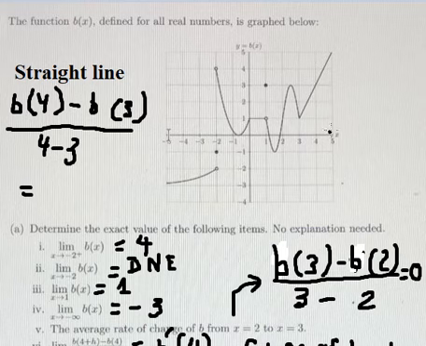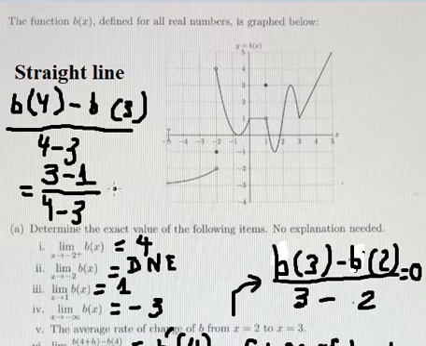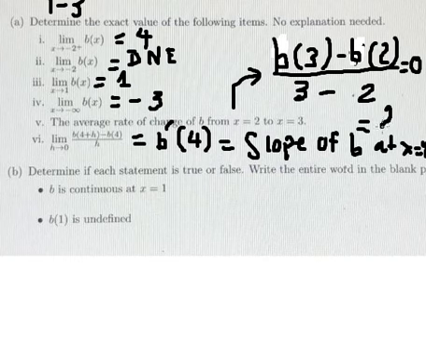So b at 4, we have 3. b at 3, we have 1. So we calculate this one and we have 2. And 2 is the answer for question number 6.